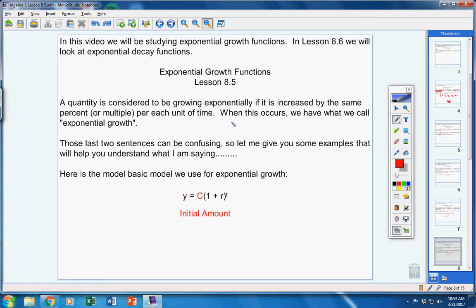C is your initial amount. Okay? Your initial amount. Now I need to stop and show you something you need to know. Okay? Please listen carefully. Well, I know I'll come back to that later. Let's just move on. Okay, 1 plus r, that entire thing together is called your growth factor. Your growth factor. R is called your growth rate. Your growth rate. And T stands for time. Okay, time. Now, having gone over all of that, let's take this model, let's apply it to some problems.